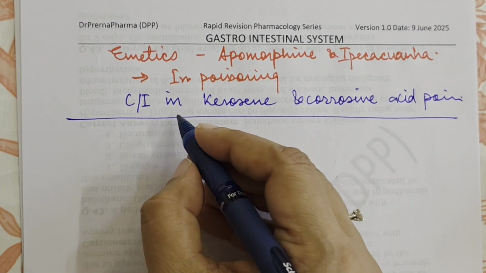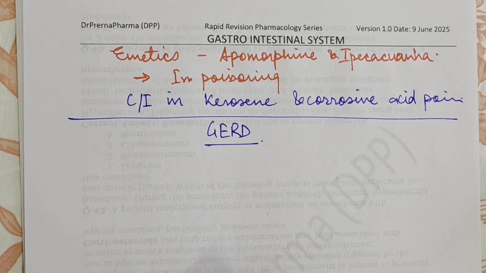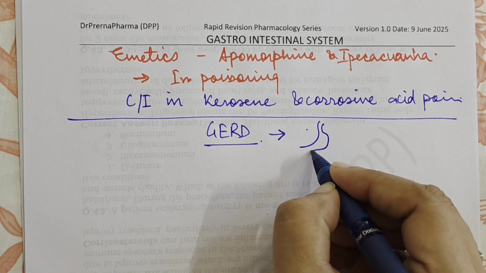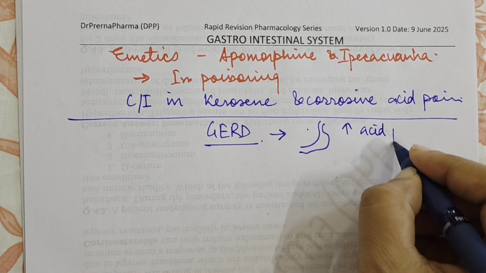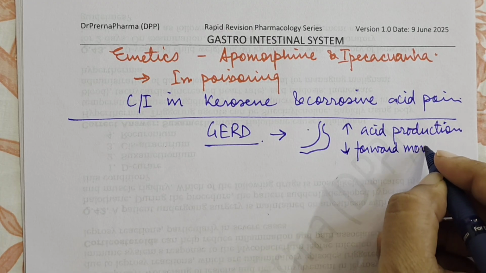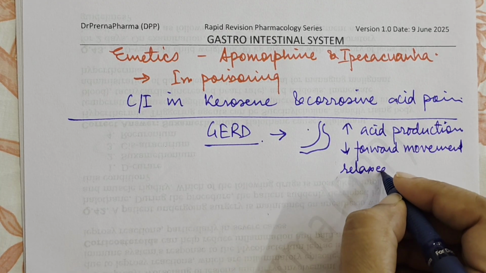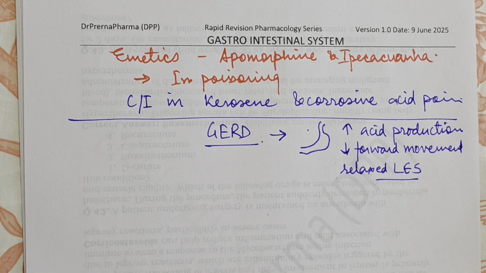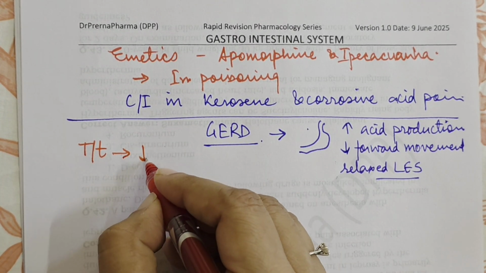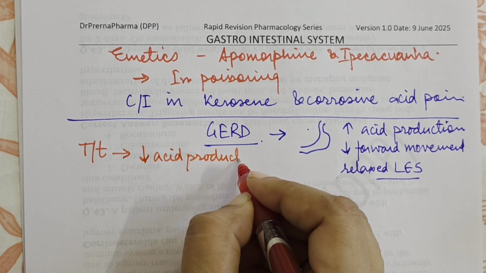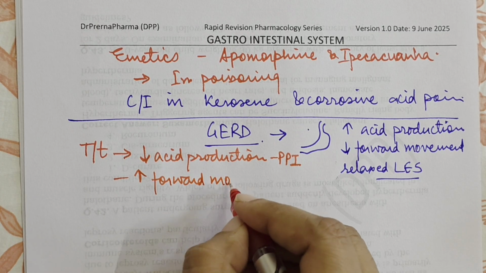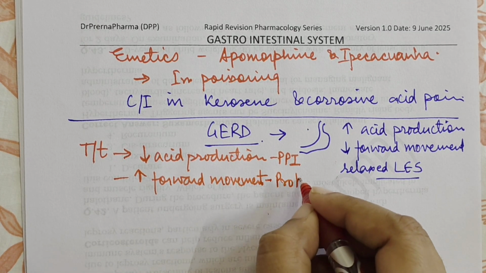Okay. Now next we come to gastroesophageal reflux disease. So what is GERD? GERD is a disease where, as you know, this is the stomach. There is increased acid production, right? And decreased forward movement. And the third thing is a relaxed lower esophageal sphincter. So these are the three pathogenetic factors in GERD. So the treatment modality focuses on decreasing the acid production, for which we have proton pump inhibitors, and increasing the forward movement and closing the LES, for which we have prokinetic agents.